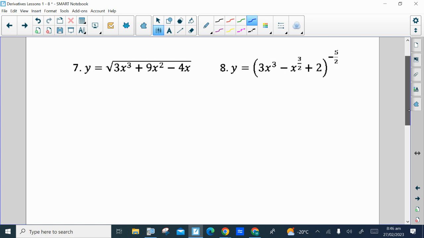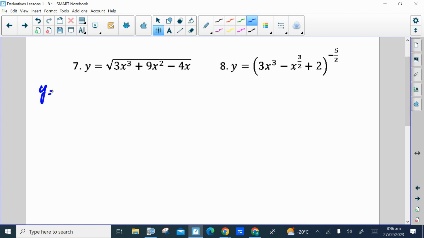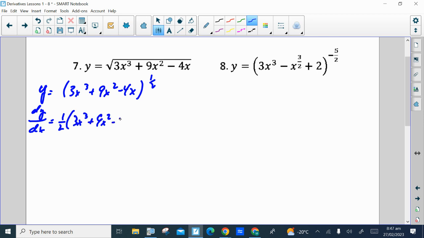So looking at number 7, again, we would start by writing it as a power. And then differentiate from there. So there's the first step. Oh, forgot to reduce the power by 1. And then multiply by the derivative of what's inside the bracket, which would be 9x squared plus 18x, take away 4.